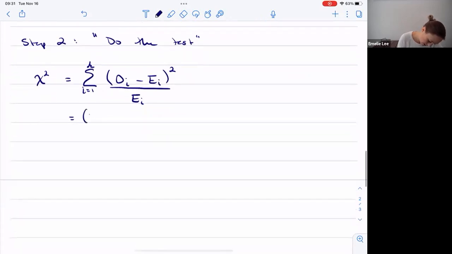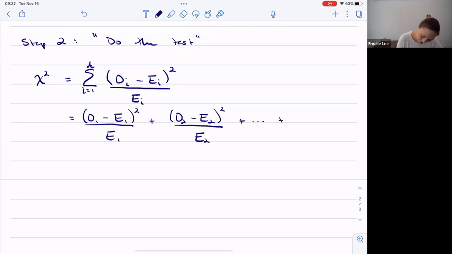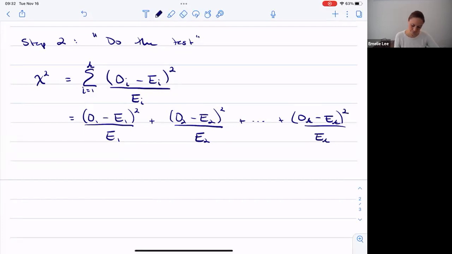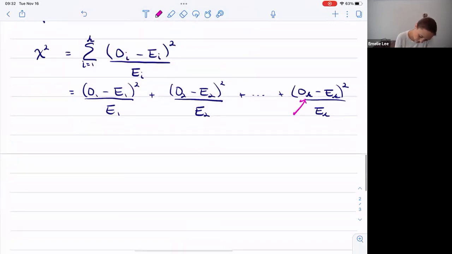So this is the same as (O_1 minus E_1) squared over E_1, plus (O_2 minus E_2) squared over E_2, plus dot, dot, dot, up to (O_k minus E_k) squared over E_k. So now we have k categories.